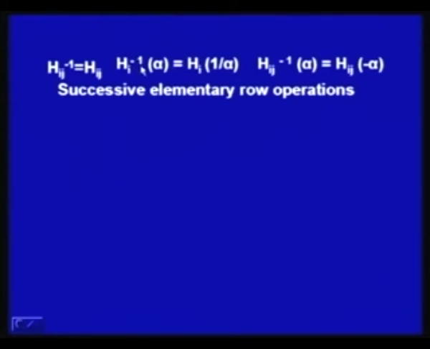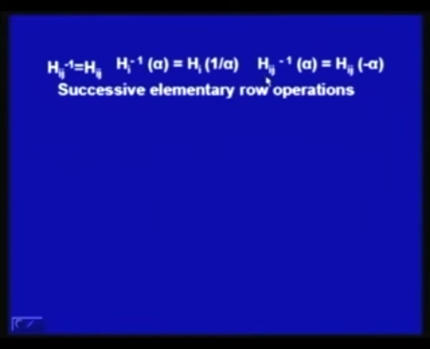Now, the inverse of Hi alpha, Hi alpha inverse, can be obtained as Hi times 1 upon alpha. See, if I multiply the ith row by alpha to get some matrix B, then if I want to come back to the original matrix, I have to multiply the same row, but with the constant 1 upon alpha, provided alpha is not 0. That is why I say Hi alpha inverse is equal to Hi 1 upon alpha.